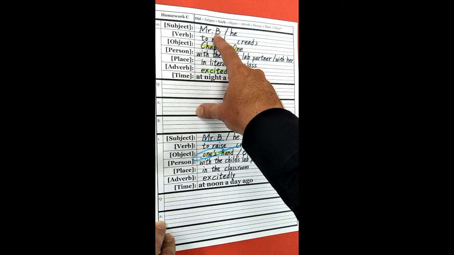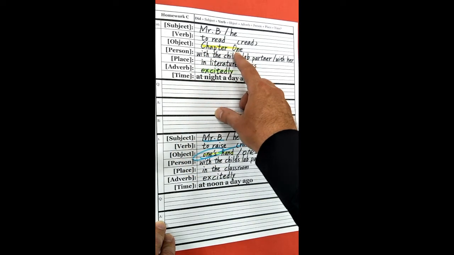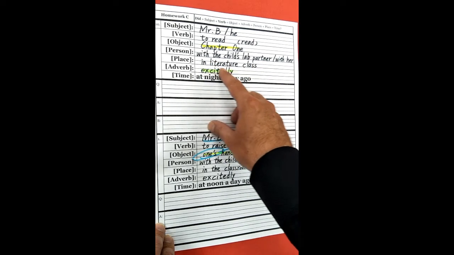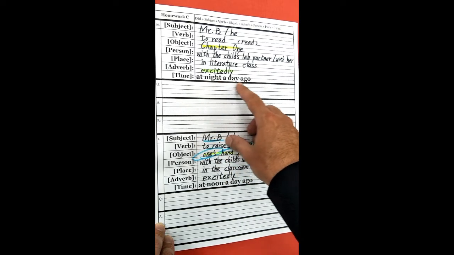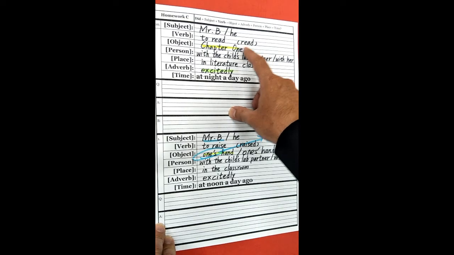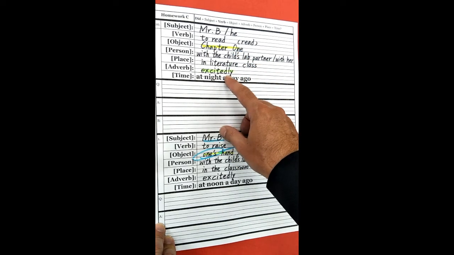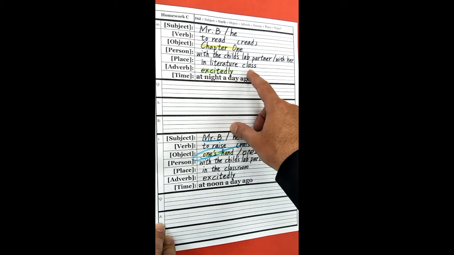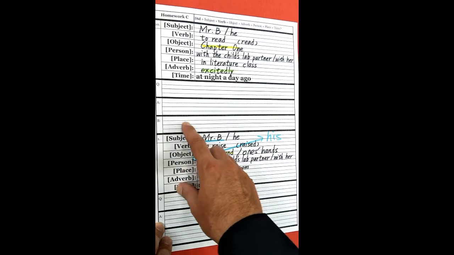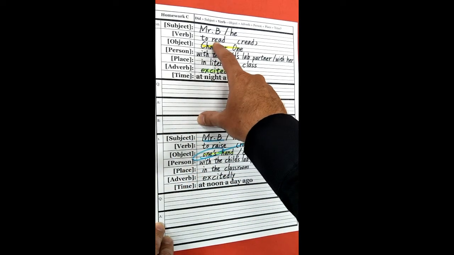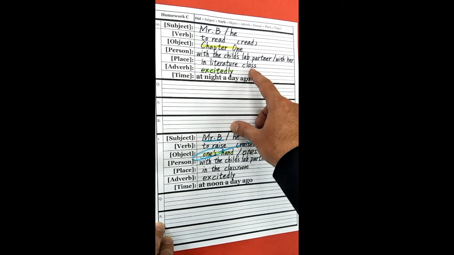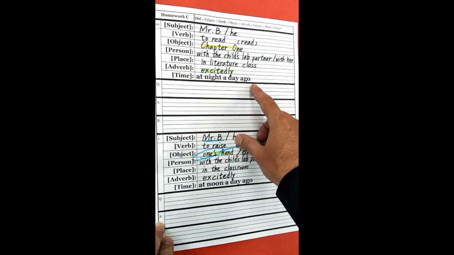Did Mr. B read chapter 1 excitedly with the child's lab partner in literature class at night a day ago? Yes, he read chapter 1 excitedly with her in literature class at night a day ago. No, he didn't read chapter 1 excitedly with her in literature class at night a day ago.